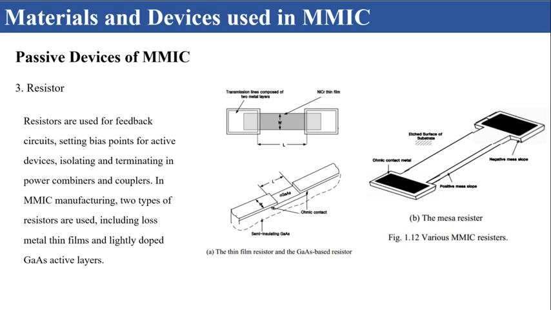Resistors are used for feedback circuits, setting bias points for active devices, isolating and terminating in power combiners and couplers. In MMIC manufacturing, two types of resistors are used, including lossy metal thin films and lightly doped gallium arsenide active layers.